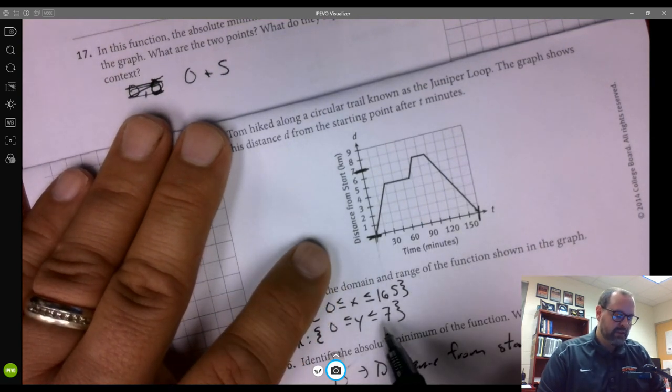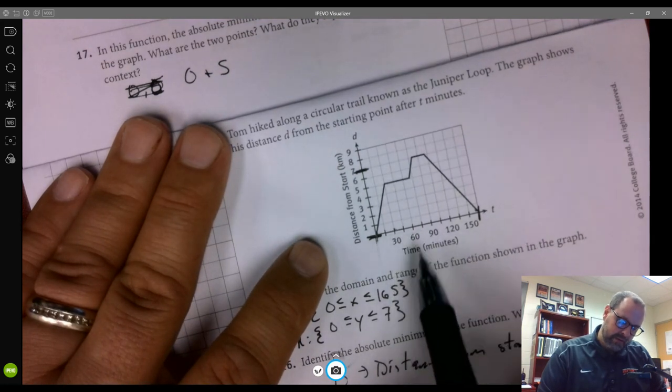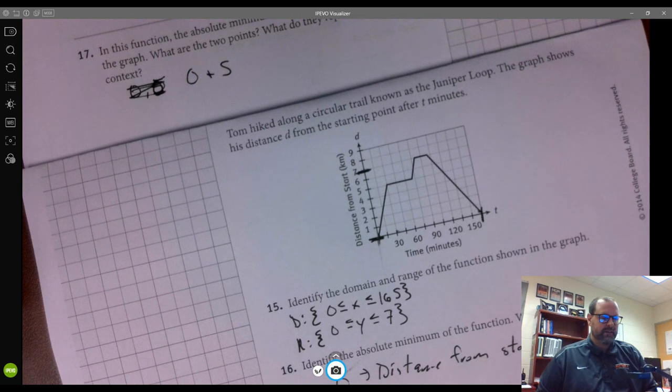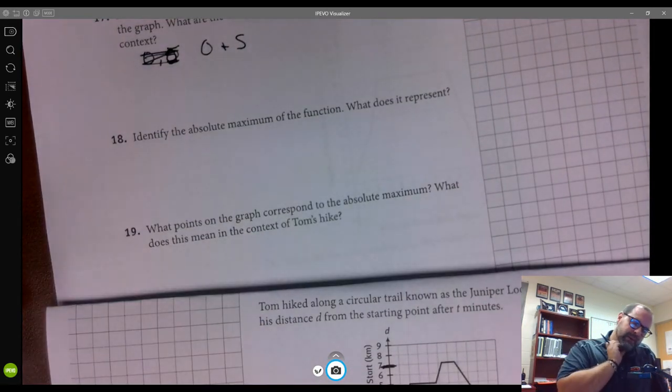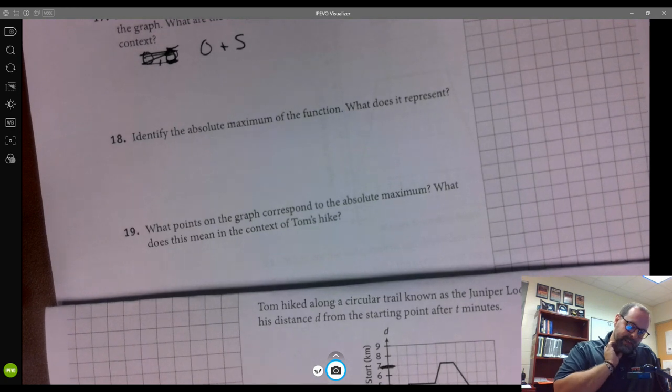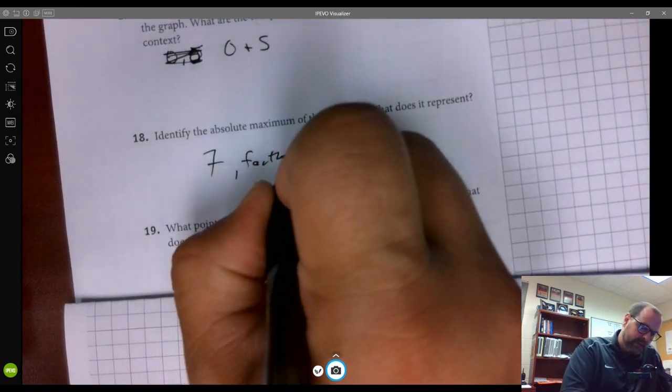Well, it just means that he probably took a rest. He sat there for a while, from 30 minutes to 60-ish minutes. That's okay. So sometimes we want to think about what it is as well. You know, what's the absolute maximum? It's 7. What does it mean? That's the farthest away he is.